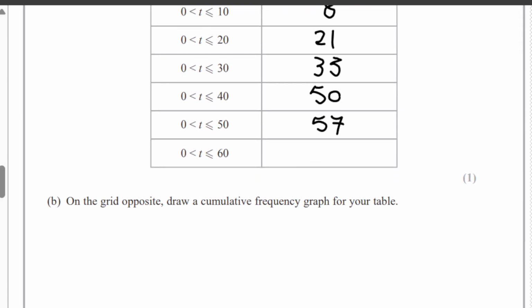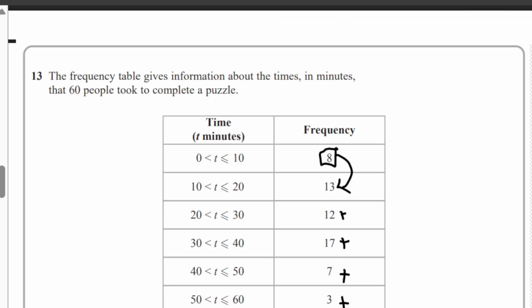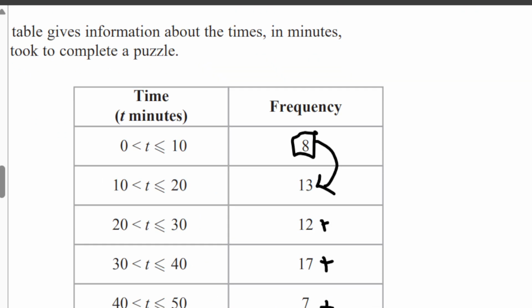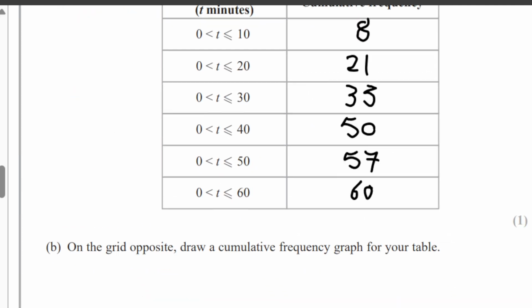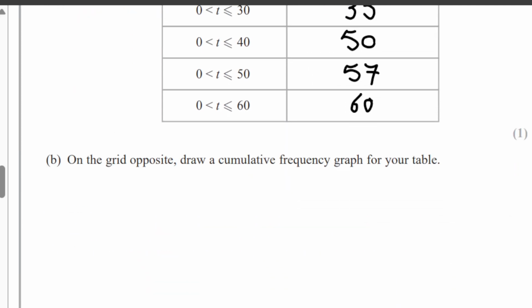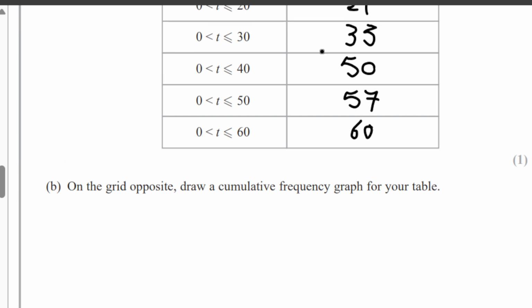If they give you the total number, by finishing this you should get the same number, because in the question they said 60 people. So when you finish you should get 60. If you don't get the same number, you did something wrong. On the grid opposite, draw a cumulative frequency graph. That's a very good question.